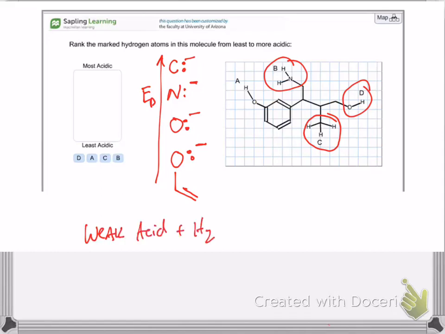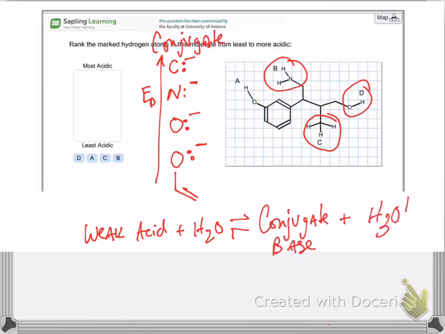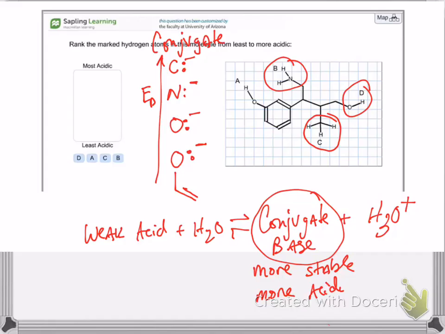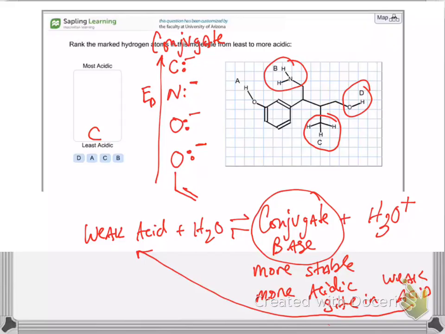So keep in mind that the general reaction that we're considering is the weak acid reacting to make its conjugate base plus H3O plus. So the more stable this conjugate base is, the more H3O plus we're going to generate, the more acidic solution we're going to have. So the site that makes the most stable base is going to make the most acidic proton, and we connect it back to the acid. That's why we're circling these areas, because we're linking the eventual conjugate base, made with the loss of the proton and a negative charge on that atom, to its stability.